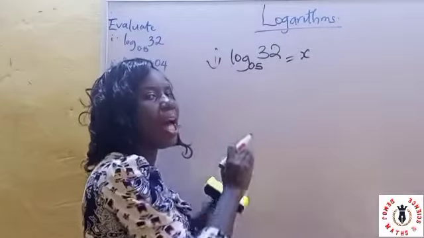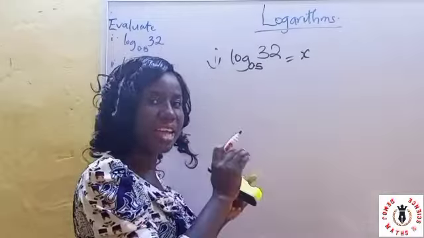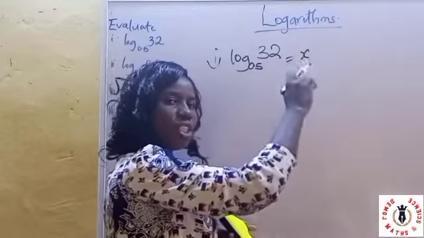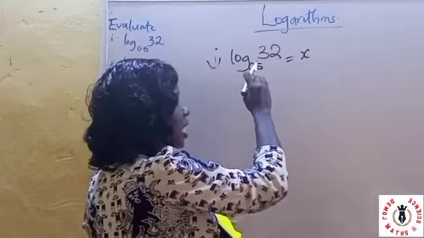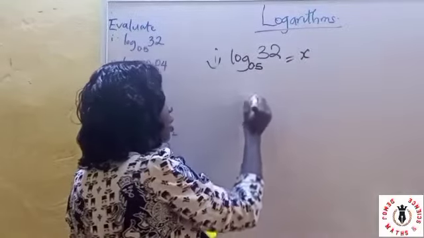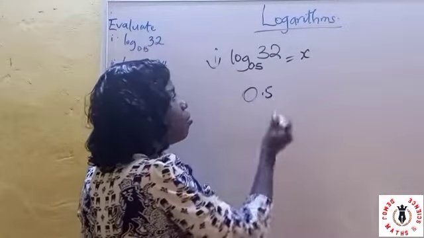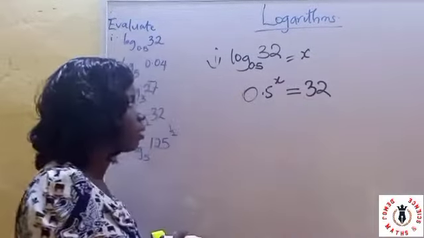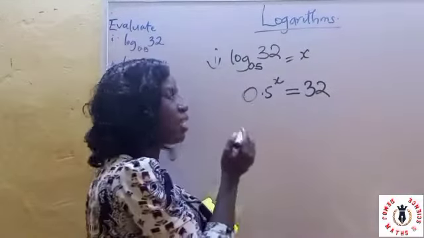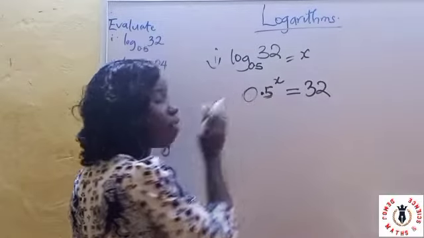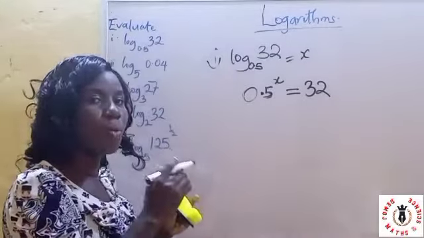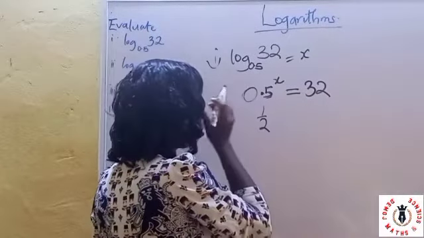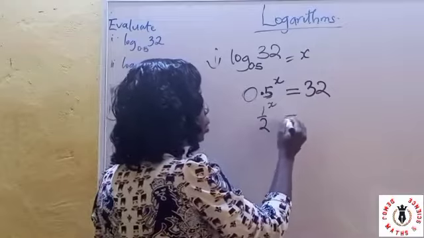So to evaluate this, I'll bring it back into the index notation. Remember that your logarithm is the index to which your base is raised. So what's our base here? Our base is 0.5. So it's 0.5 raised to the power of X equals 32. Now, I can convert this into a fraction so that I can work with it easily. So 0.5 is the same thing as 1 over 2, raised to the power of X, which is equal to 32.